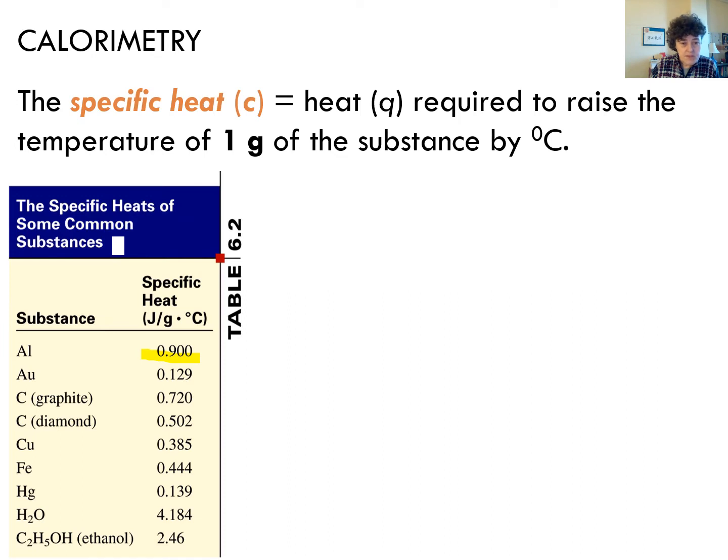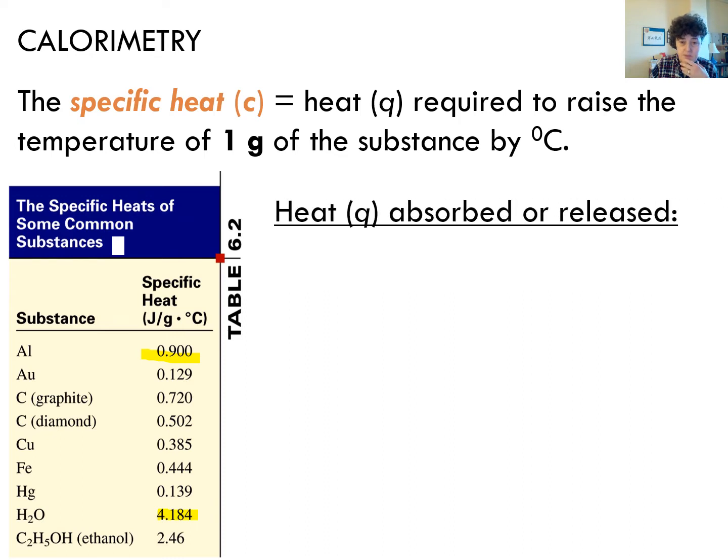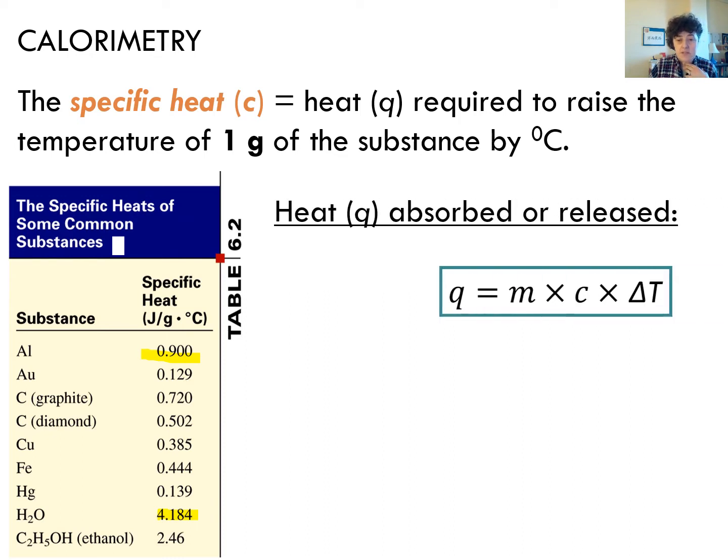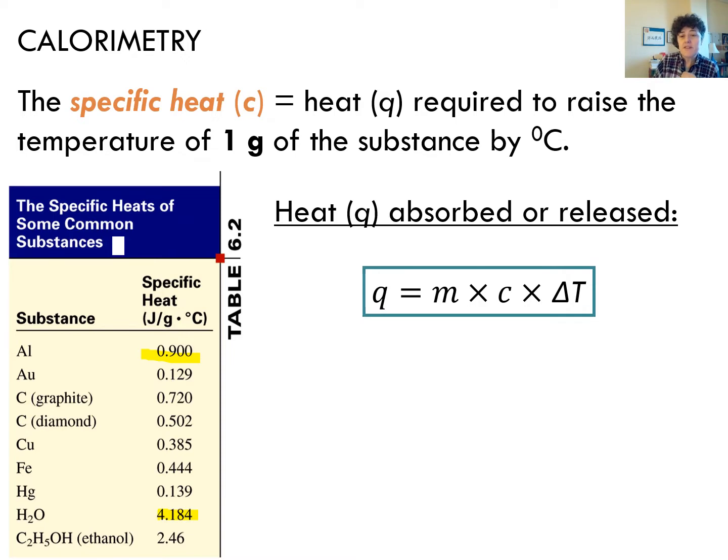But water definitely has a higher value than everything else. It's almost 4 times the value of aluminum. So what's the consequence of this? How can we measure the amount of heat given off or absorbed by a certain amount of substance? We can use the calorimetry equation. The calorimetry equation tells us that the heat exchanged is going to be proportional to how much material we have, to how big the difference in temperature is that's going to be achieved, and the proportionality constant is the specific heat, C.